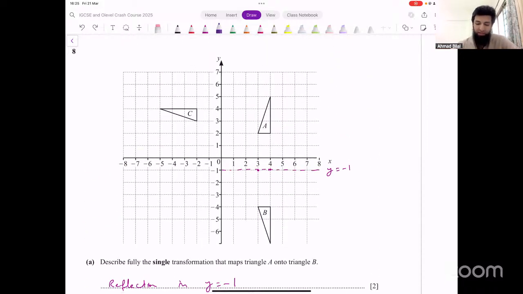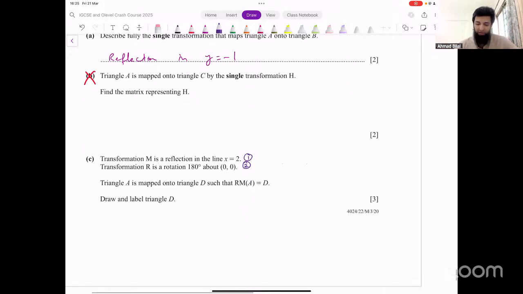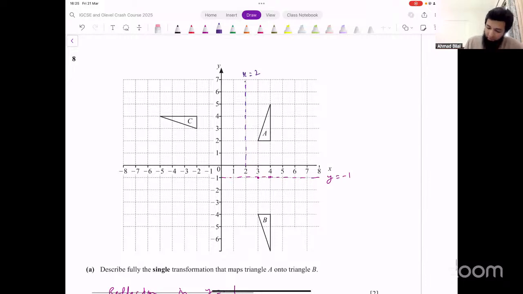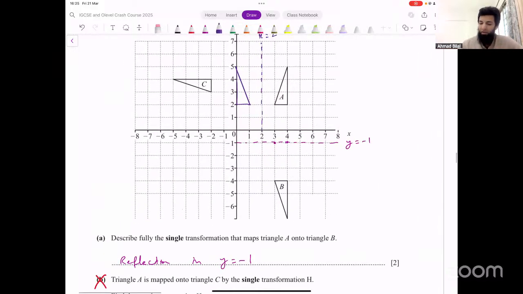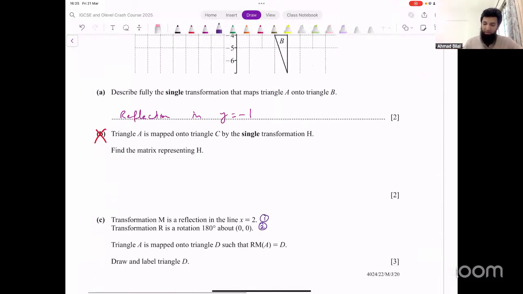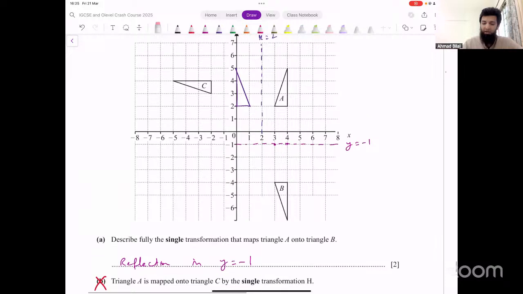What's the line x equals 2? It's a vertical line. That's the line x equals 2, right? We have to reflect triangle A in this line first. What does that become? It's going to be a triangle like this. This is what happens after that first transformation. You get this triangle. And then you have to do a rotation of 180 degrees about the origin. Rotation 180 degrees. How does that work?